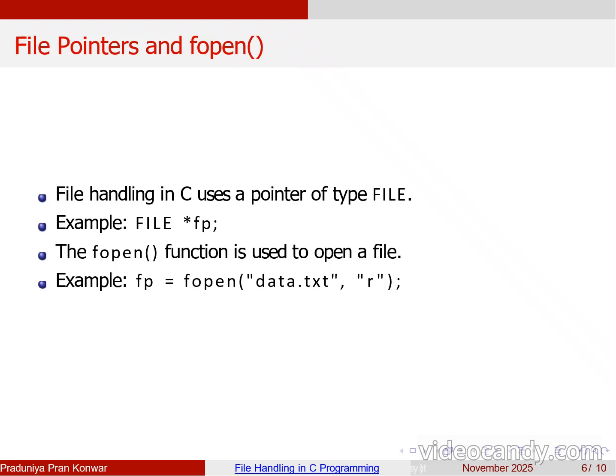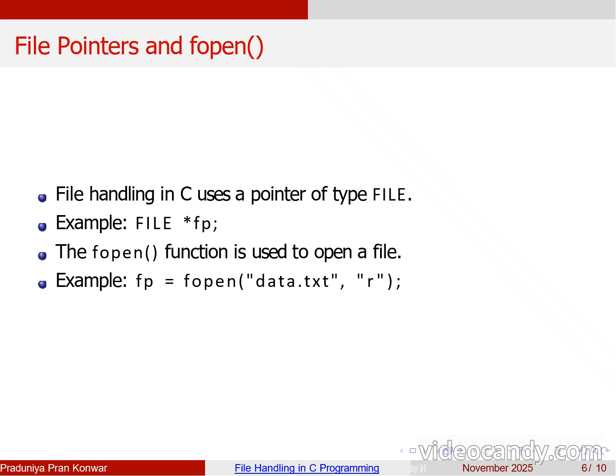To actually open a file, we use the fopen() function, which takes two arguments, the name of the file and the mode in which we want it to open. For instance, the statement fp = fopen("data.txt", "r"); where r stands for read, opens a file named data.txt in read mode. If the file exists, it opens successfully, and otherwise it may return a null pointer indicating that the file could not be opened.